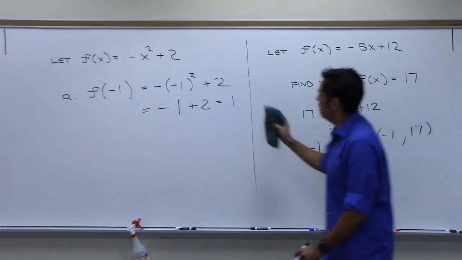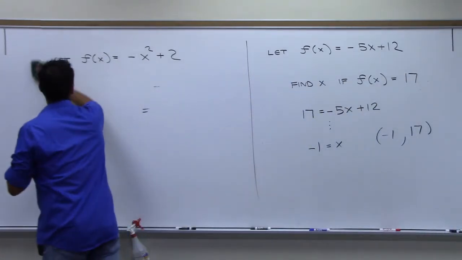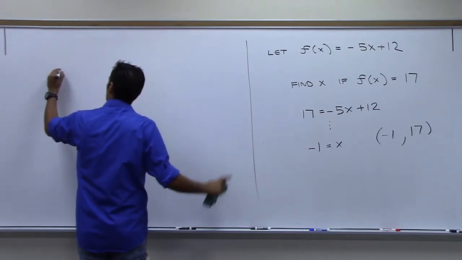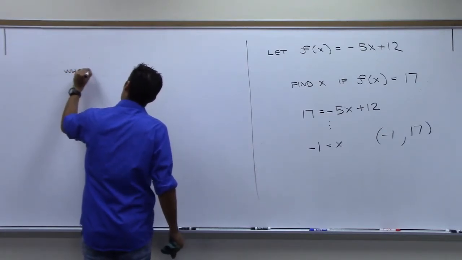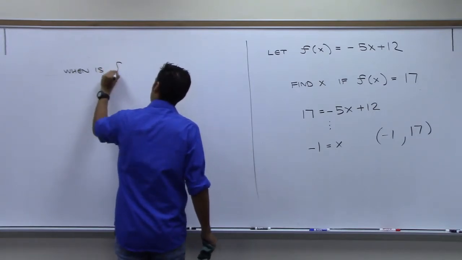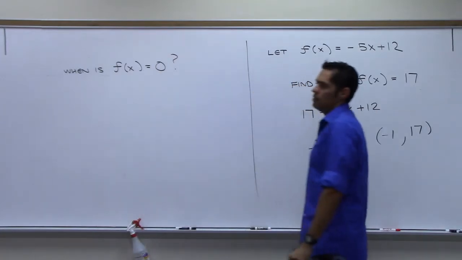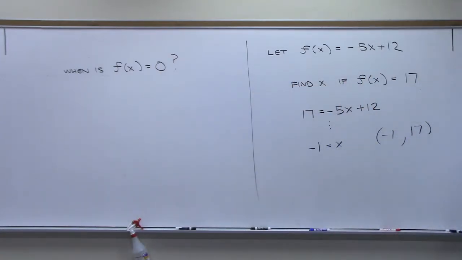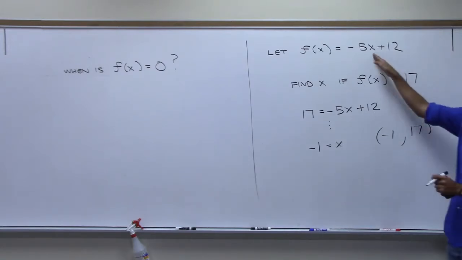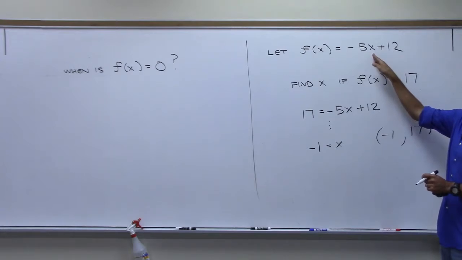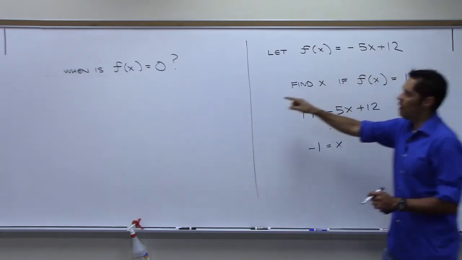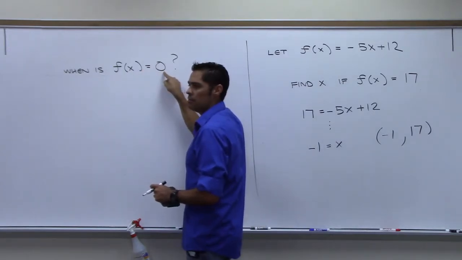What if you were to say, let's continue that same problem over there. When is f of x equal to 0? When is the function equal to 0? So are you plugging 0 in for x? No, it says when is the function's value 0?